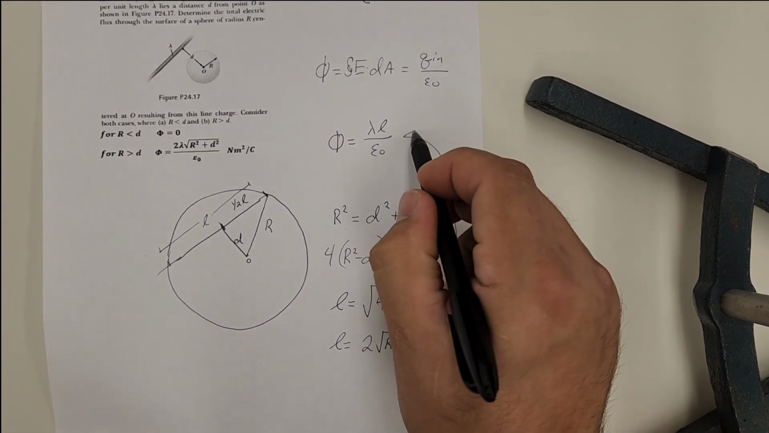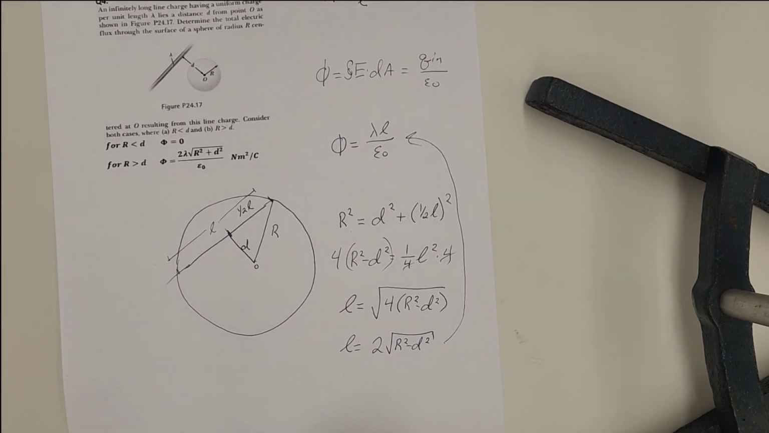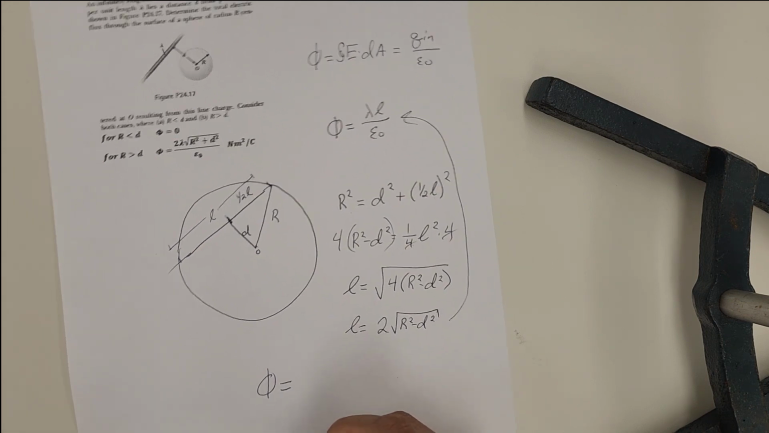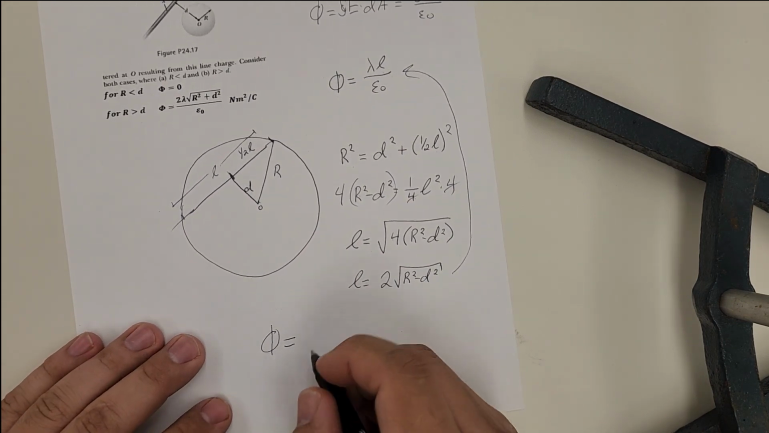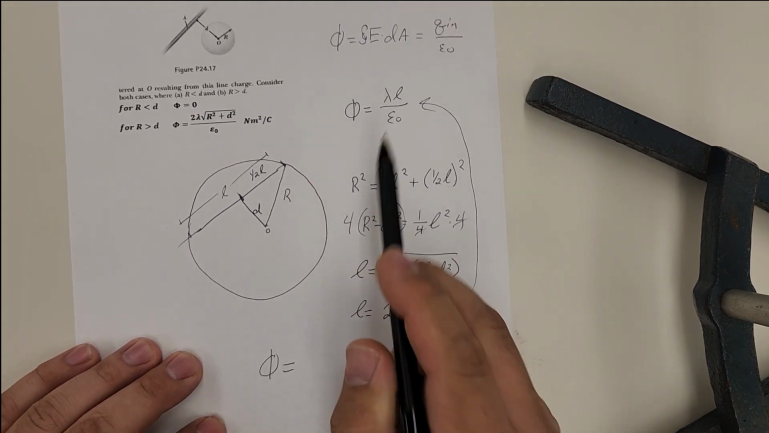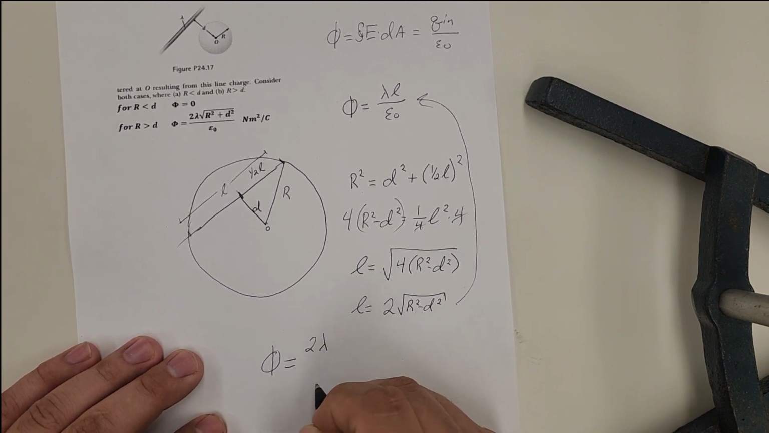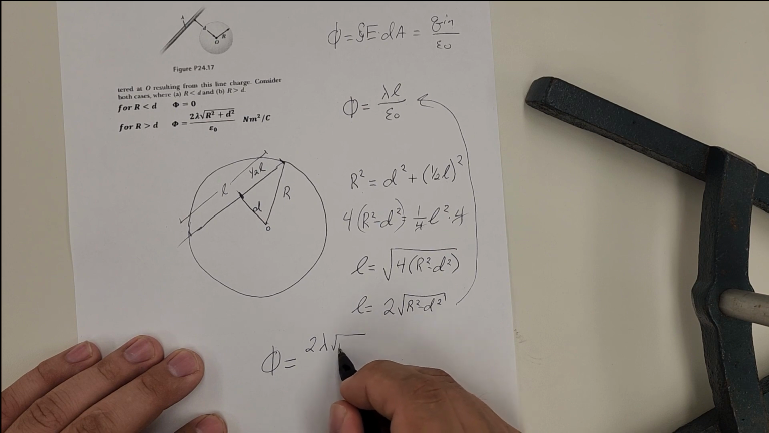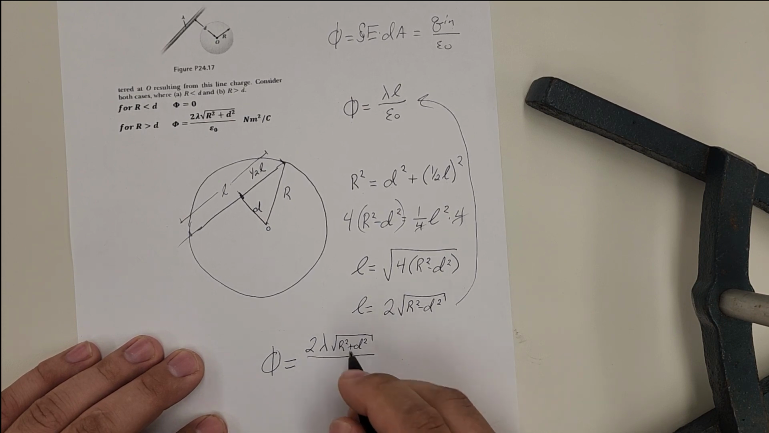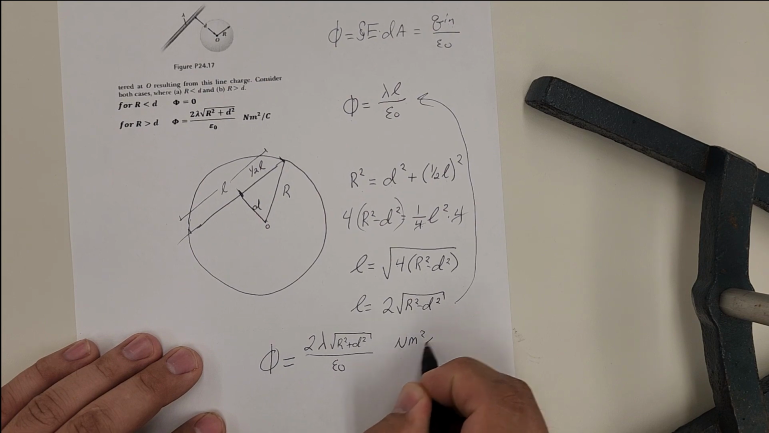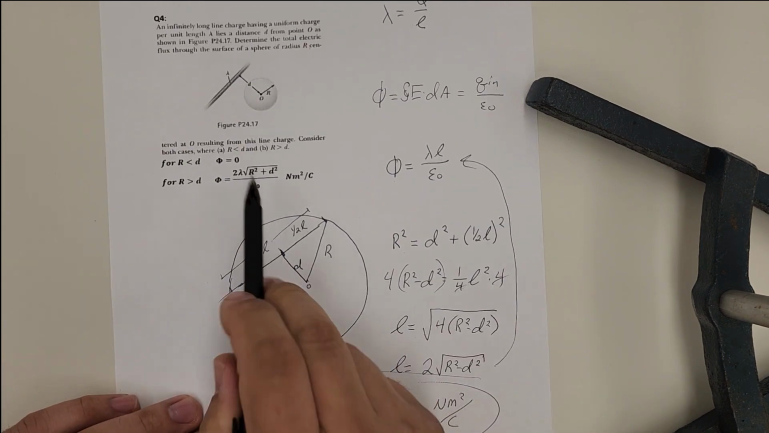We'll plug this back into the flux equation. Our flux would then be equal to lambda from up top, and we have a 2 from over here, so we'll have 2 lambda times the square root of r squared minus d squared, all of this over epsilon naught. Flux again, in newton meter squared per coulomb. And that's how we get the answer up here.